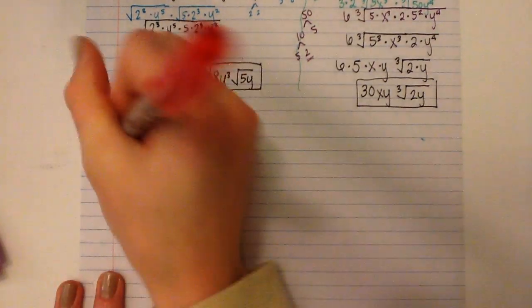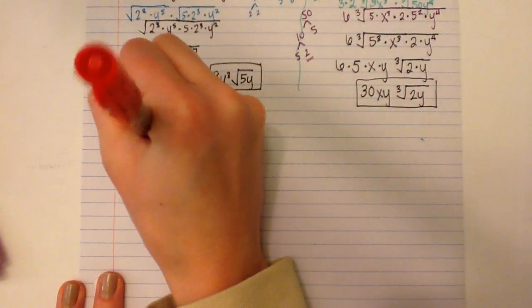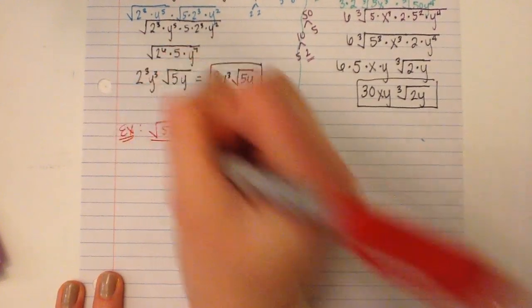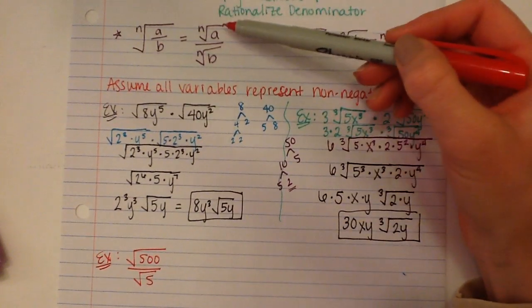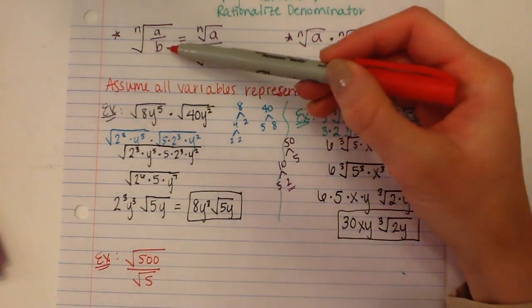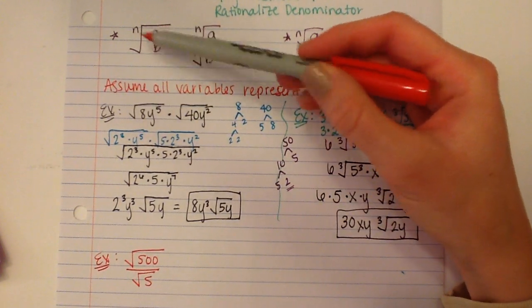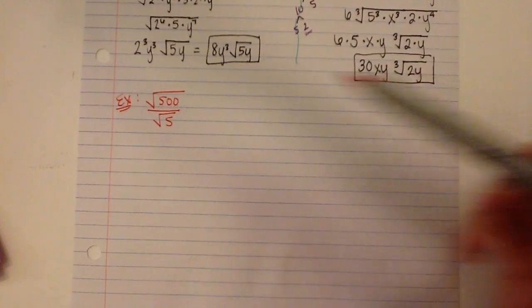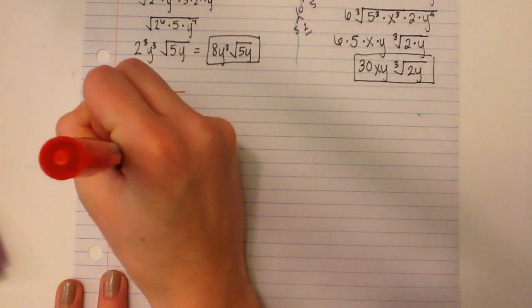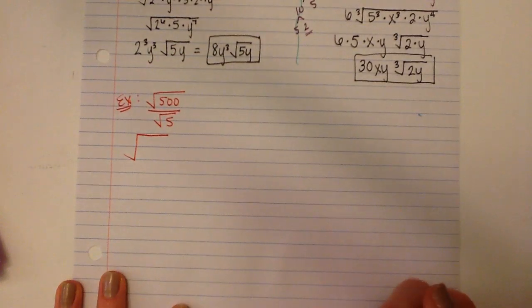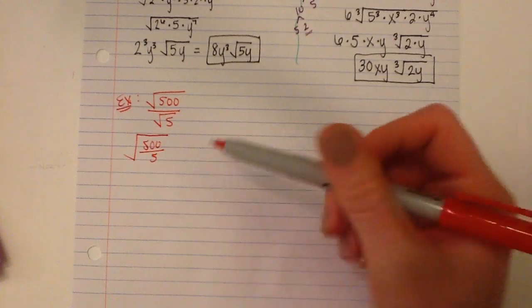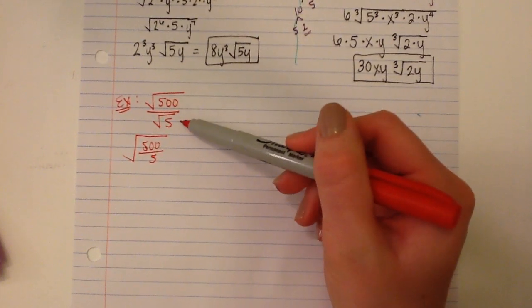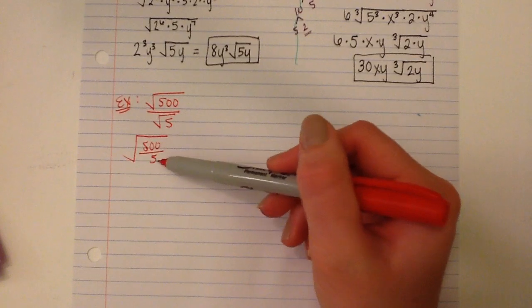Alright, our next example. We have the square root of 500 over the square root of 5. Well, up top, we can see that if they're separated, it's going to be equal to the same thing as if we bring them together underneath the same radical. So we can rewrite that as 500 divided by 5 underneath the same square root. So the square root of 500 divided by the square root of 5 can be rewritten as the square root of 500 divided by 5.